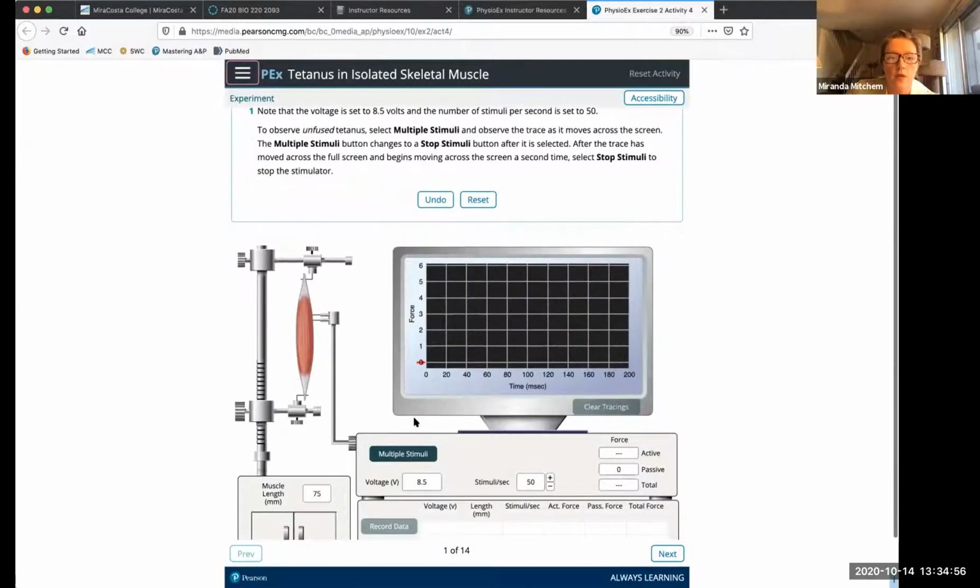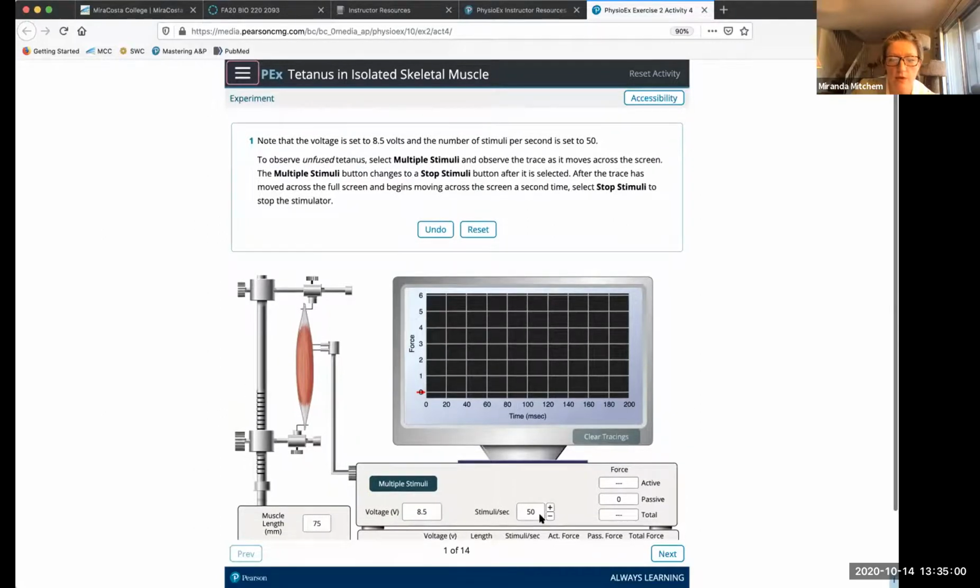All right, so we're at 8.5 and the stimuli per second now is set at 50, and we've been looking at single stimuli. Now we're looking at multiple stimuli. So this is going to show us unfused tetanus. I just want to make sure I know where everything is.